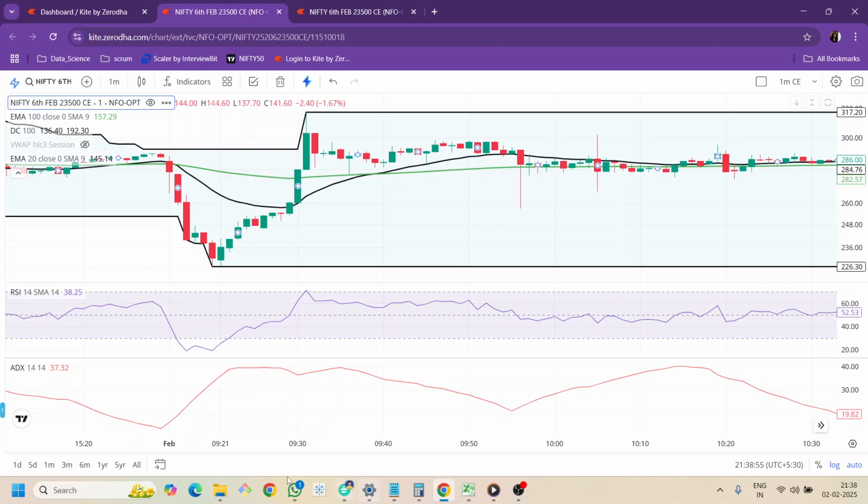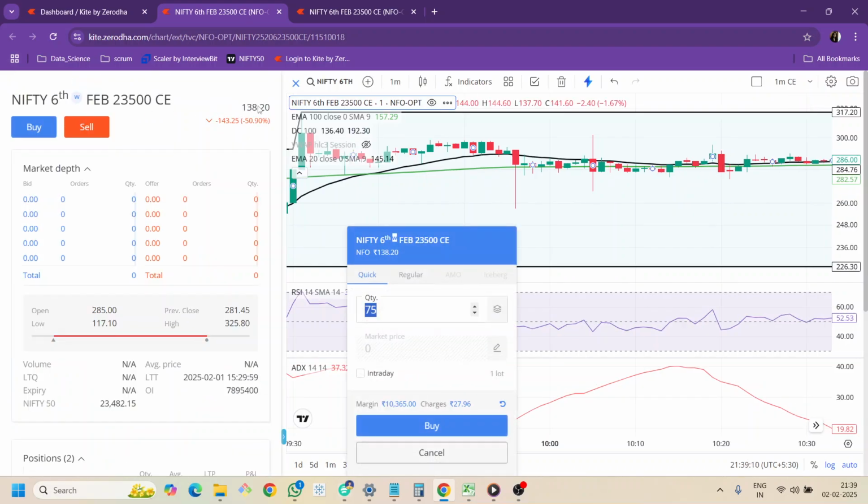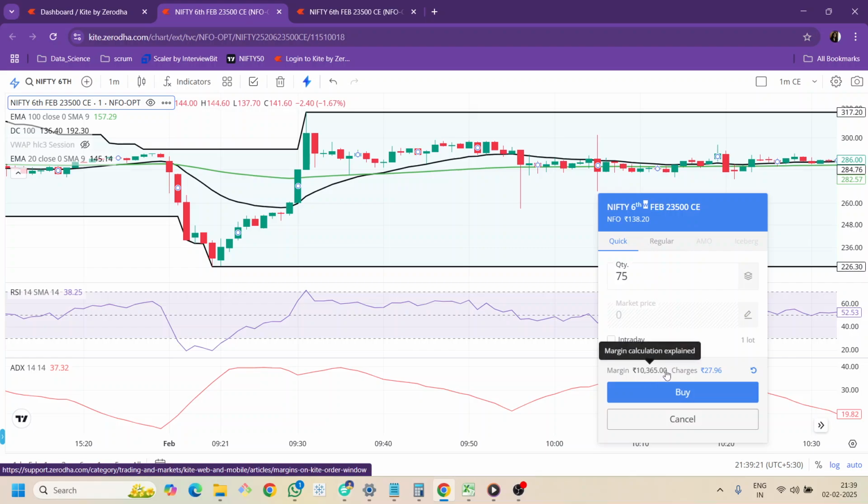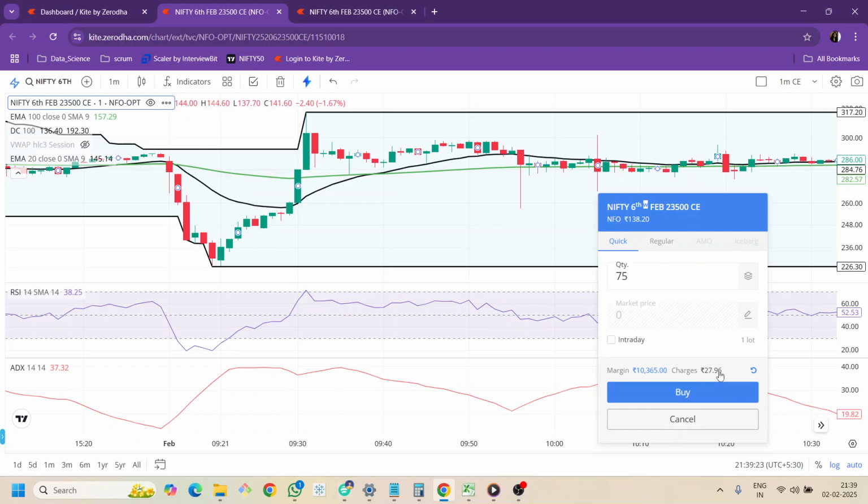You see the bottom line, right? This bottom line represents the x-axis; the y-axis represents money, how much you are paying. So here you take entry. It means you click here, click buy, keep it ready. You just keep this as it is. As soon as the candle starts, click on buy. So how much are you going to pay? 10,365 rupees. And there are broker charges for entry, 27 rupees. If you look at the price you're paying, 138.